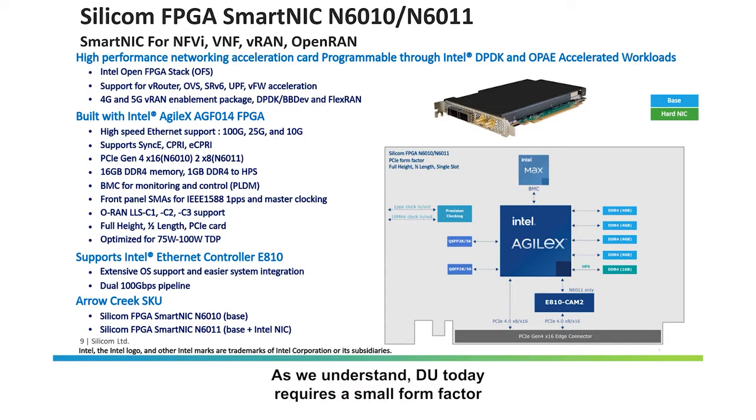As we understand, the DU today requires a small form factor to replace the existing base station. That is why we created this card as a full-height, half-length form factor to meet all the standards in an edge appliance. The card is also optimized for 75 to 100 watt TDP, again depending on the workload. Silicom will offer two main SKUs of this SmartNIC: an FPGA only and an FPGA with Intel NIC.